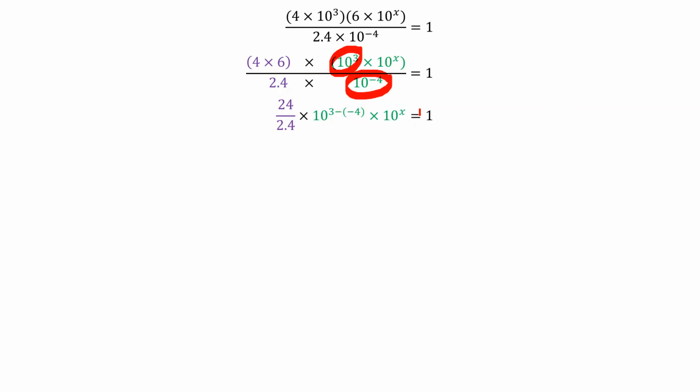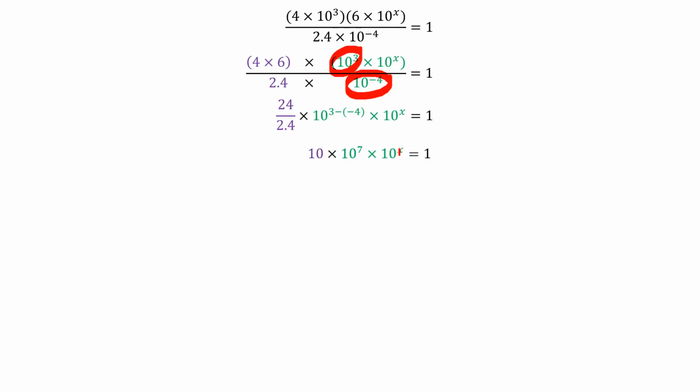We set that equal to 1. Moving right along, what is negative times a negative? Well, a negative times a negative is a positive. So we have 3 plus 4. And what is 3 plus 4? Well, 3 plus 4 is 7, so we're left with 10 to the power of 7.